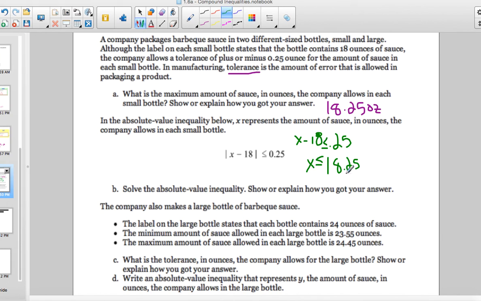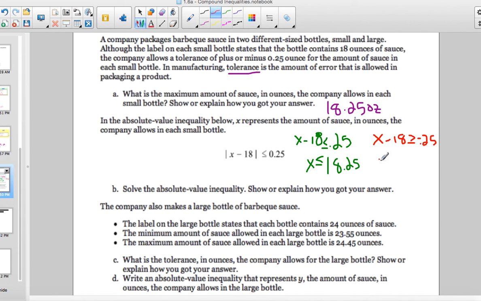As soon as you see this, a red light has to go off and say, okay, that can't be the only answer because it's not like they're going to fill a jar or a bottle of 5 ounces when another one next to it's 18.25 ounces. So you got to do the other side of it. So it's x minus 18, drop the bars, flip the inequality, and say, okay, well, greater than or equal to negative 0.25, sorry.